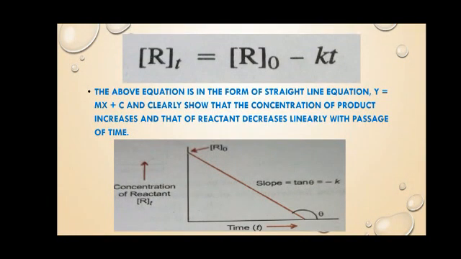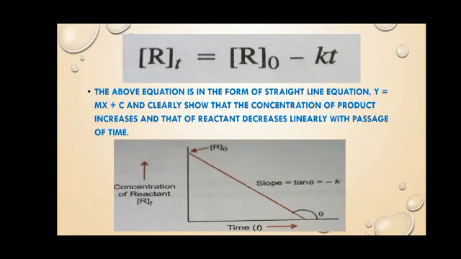Now this is another form of the integrated rate equation for the zero order reaction only, which can be given as R_t is equal to R naught minus kt. It is only a modification of the previous integrated equation, where R_t is the concentration of reactant at time t, R naught is the concentration of reactant at time equal to 0, and k is the rate constant.